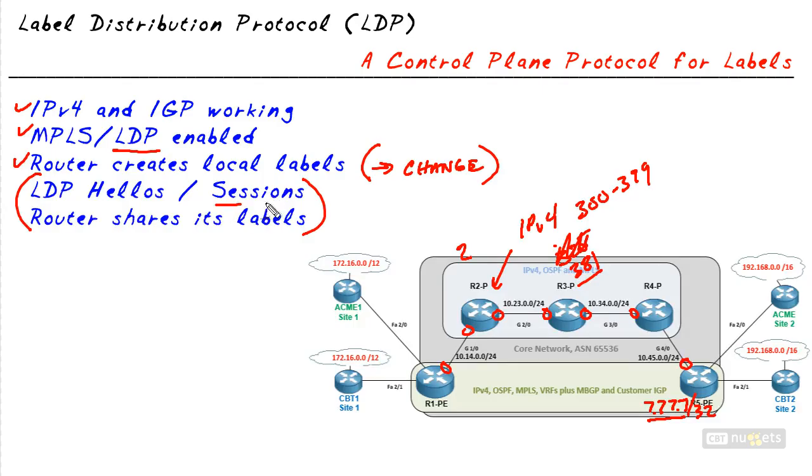Because once that LDP session is up, for example, between R2 and R3, they can start to share their local mappings of their local labels associated with the networks with each other. And that's really important because if R2 doesn't know what R3's local mappings are for various networks, it won't be able to impose the correct label when it's forwarding an MPLS packet over to R3. So the sharing of labels is a precursor or a requirement for each of the routers to build its correct and most efficient MPLS forwarding path.